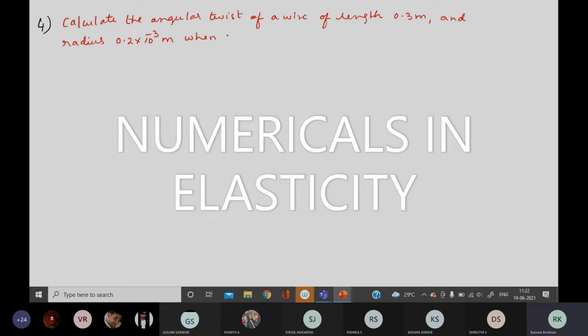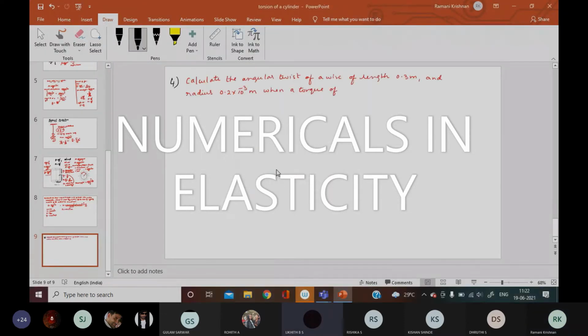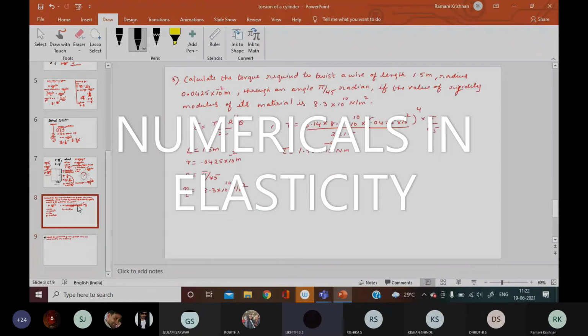when a torque of... Excuse me, ma'am. Yes, ma'am, torque how much, ma'am? Last problem. Last problem 1.98 into 10 power minus 4. You could have asked me to wait, no? Ma'am, he got 1.95, ma'am, into 10 to the power of minus 4.